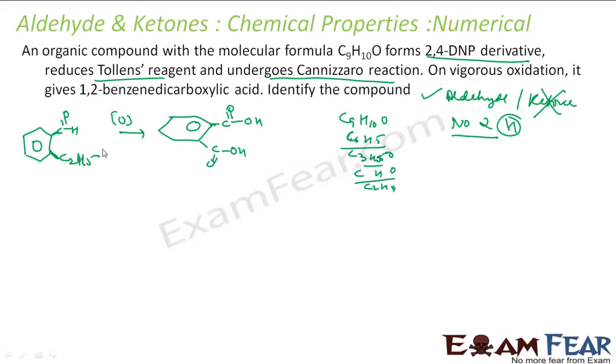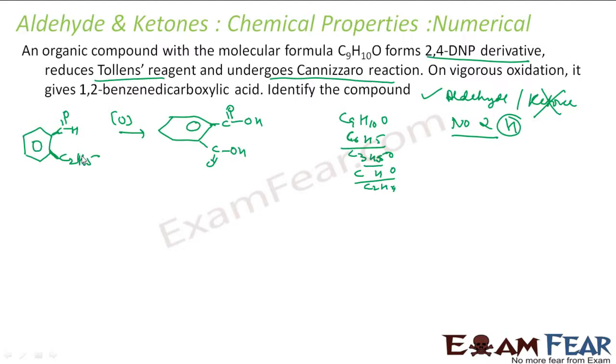So the total formula of this compound is C9H10O. There is one oxygen. There is 6 plus 7 plus 2, 9 carbon. And if you see hydrogen, 1, 2, 3, 4, right? 5 and 5, 10. So this is the formula of this compound. Looks good. So we have to identify the compound. The compound is this.